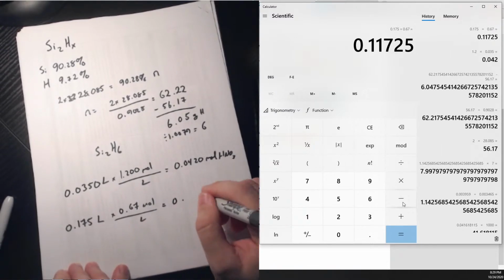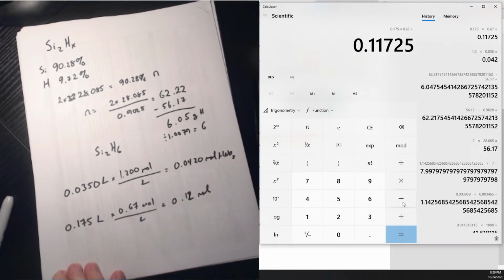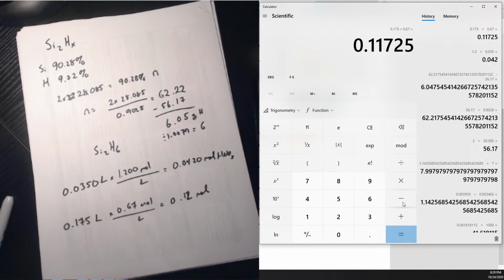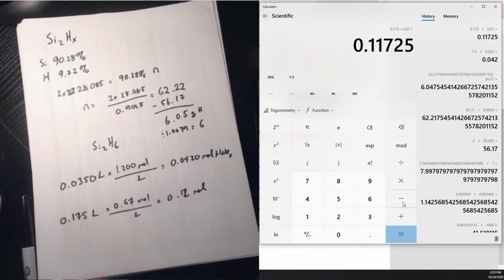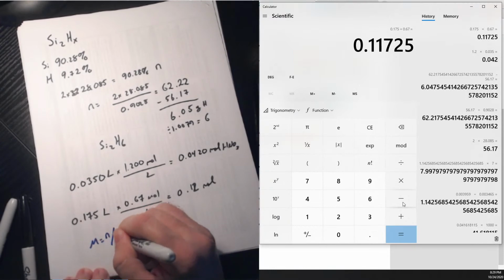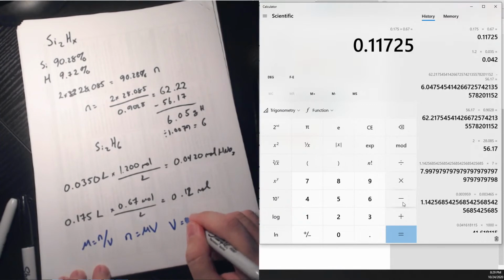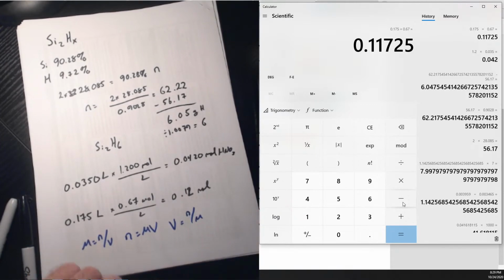0.12 moles. They only gave us two sig figs. All right, so that is that. Remember, when it comes to concentration, molarity is moles over volume, so moles is molarity times volume, and volume is moles over molarity.